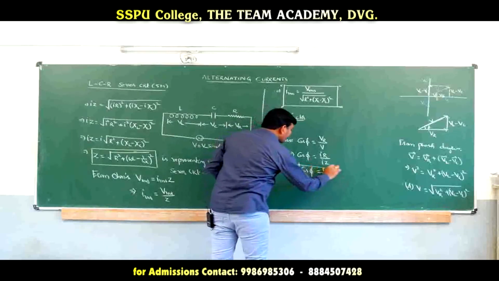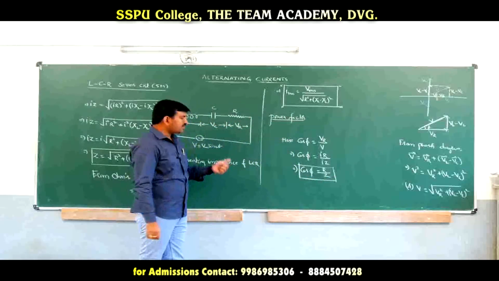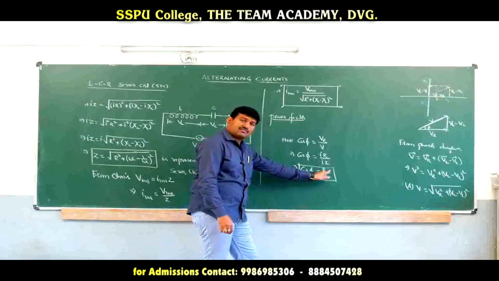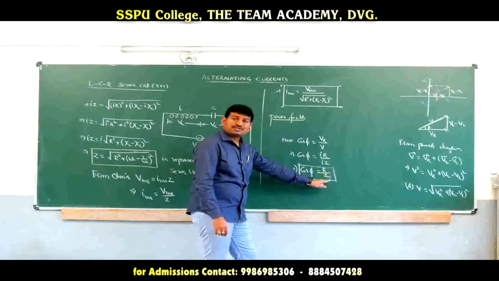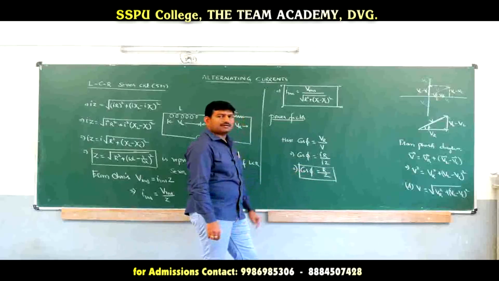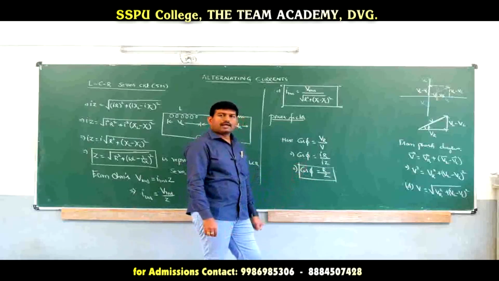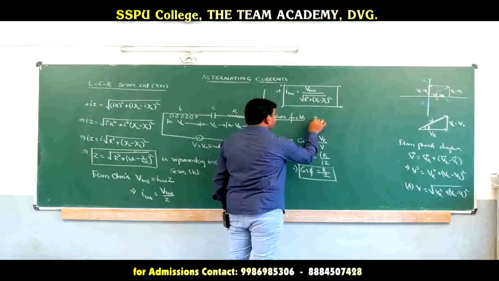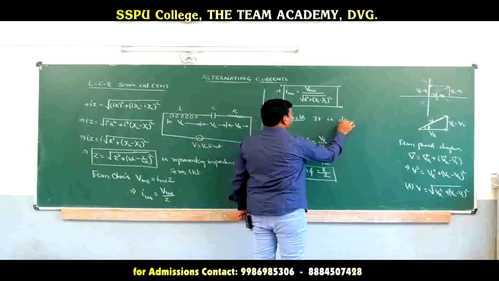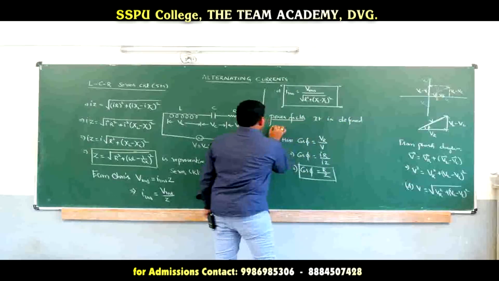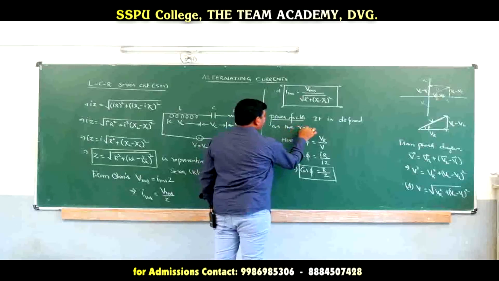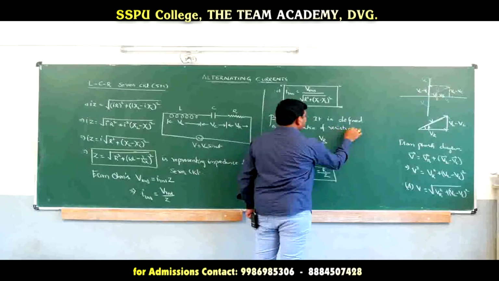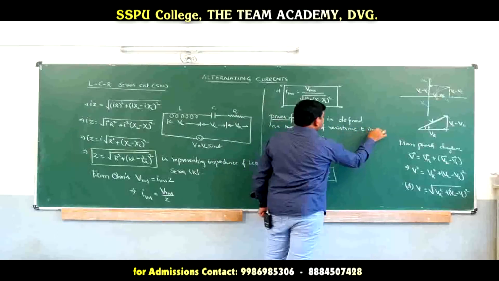So this term is said to be the power factor. Then what is power factor? It is defined as the ratio of the resistance of the circuit, the resistance of the resistor, to the impedance of the circuit, and it does not have any units or dimensions. So power factor is defined as the ratio of resistance to impedance.